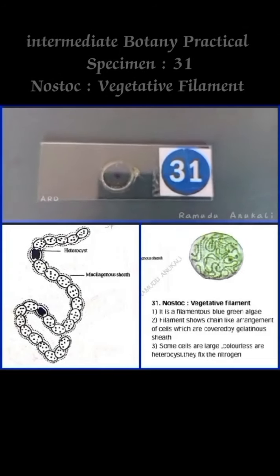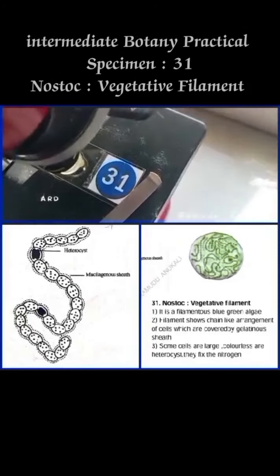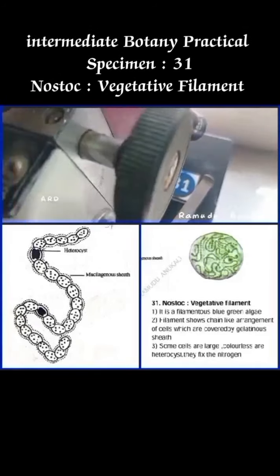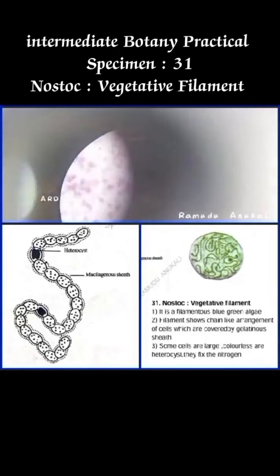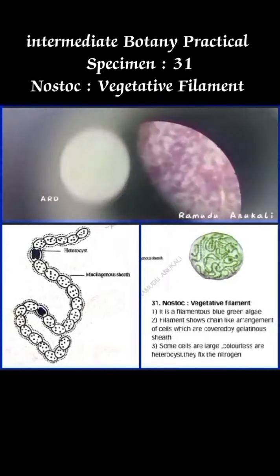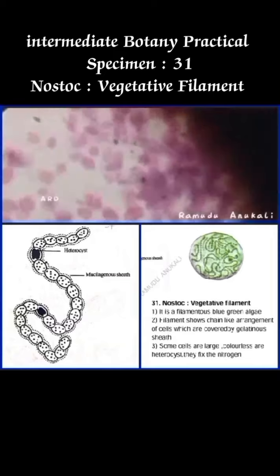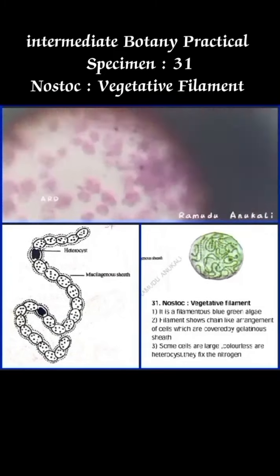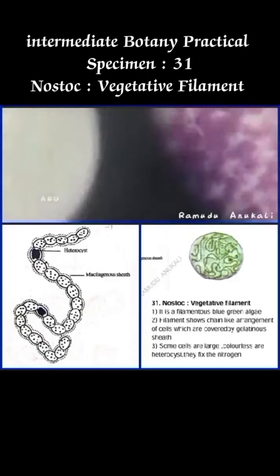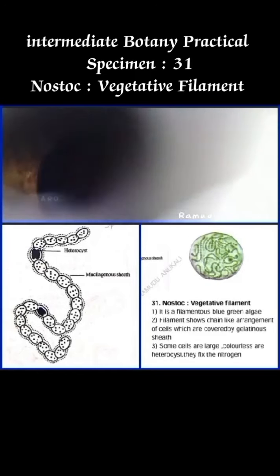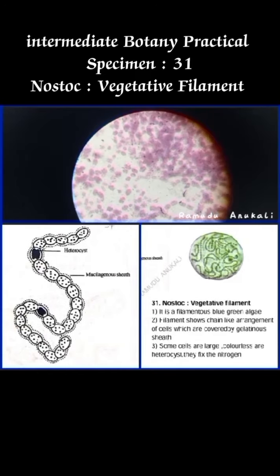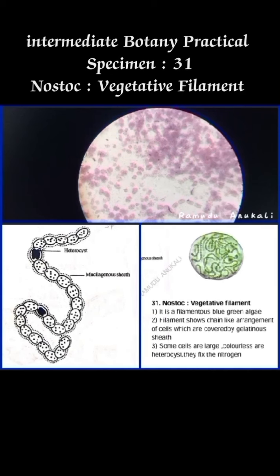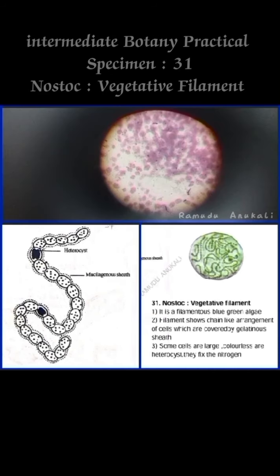Number 31. Slide. Nostoc vegetative filament. It is a filamentous blue-green algae. The filament shows a chain-like arrangement of cells which are covered by a gelatinous sheath. Some cells are large and colorless, called heterocysts. They fix nitrogen.